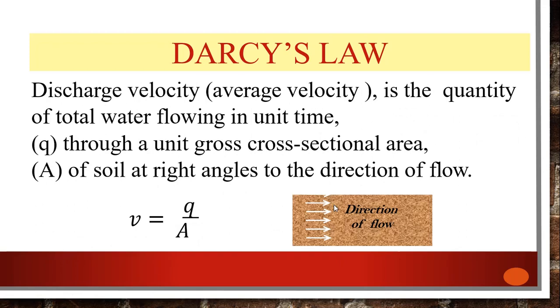Discharge velocity, also called average velocity, is the quantity of total water which is flowing in unit time, where Q is the discharge through a unit gross cross-sectional area, which is capital A, of a soil at a right angle to the direction of flow. So the discharge velocity will be written as discharge divided by area A.